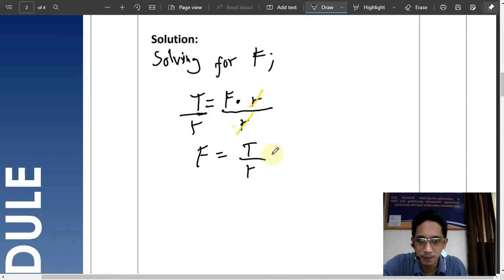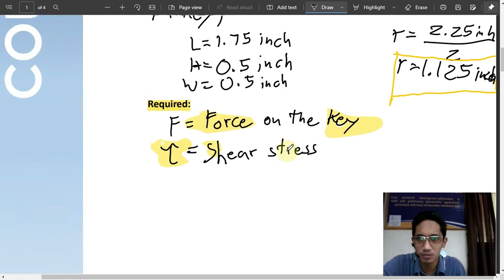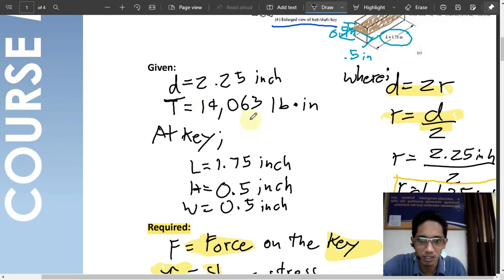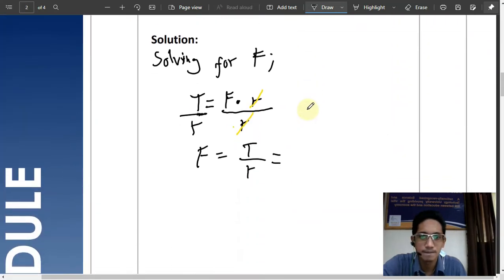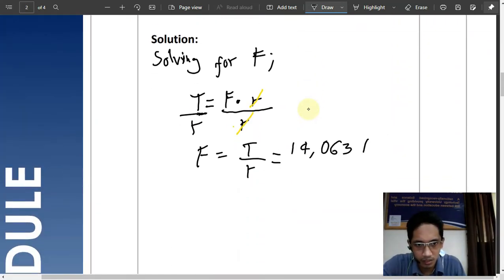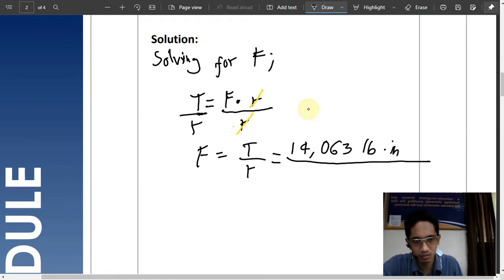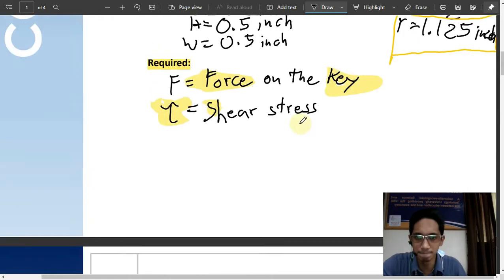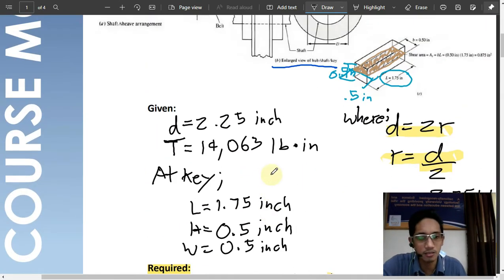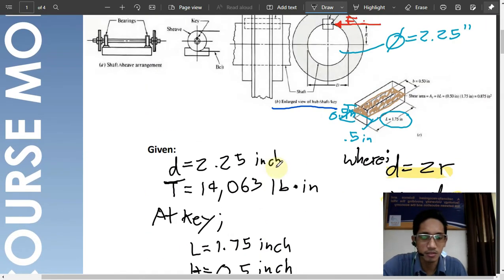The next step is to substitute. Torque, how much is it? Go back to the given: 14,063 pound-inch, over the radius. How much is R? We don't have R here, class. Where is it? We only have D, the diameter.